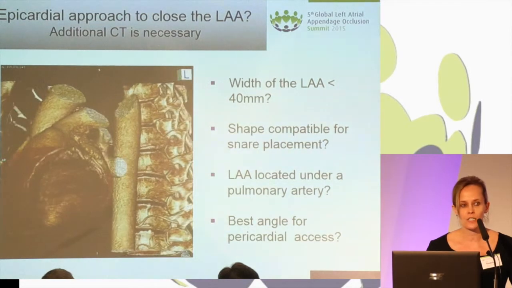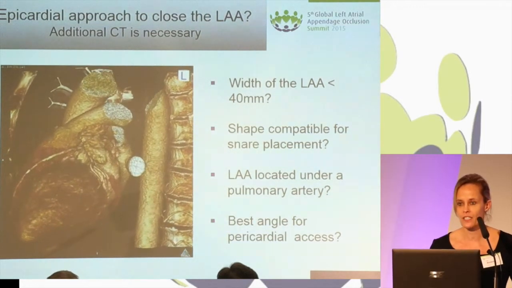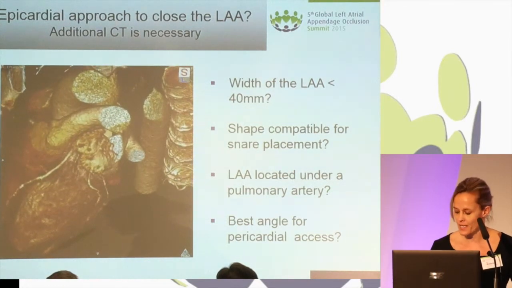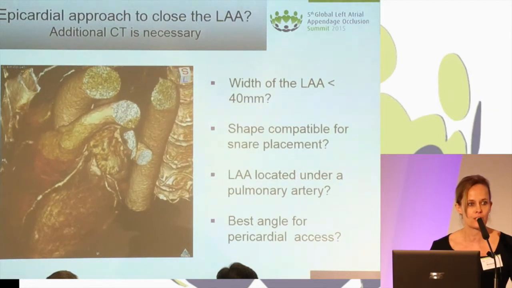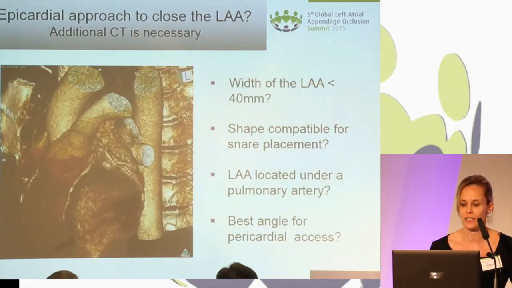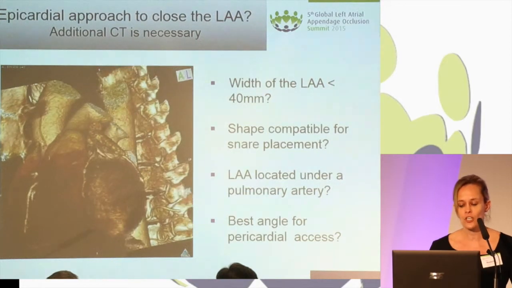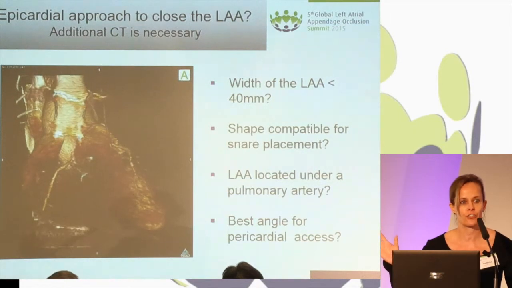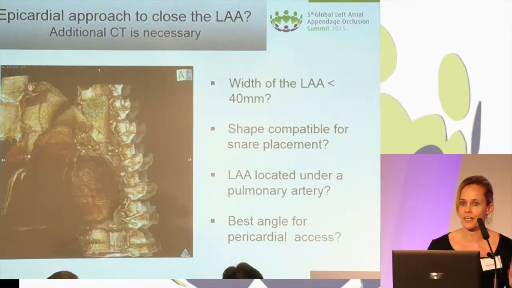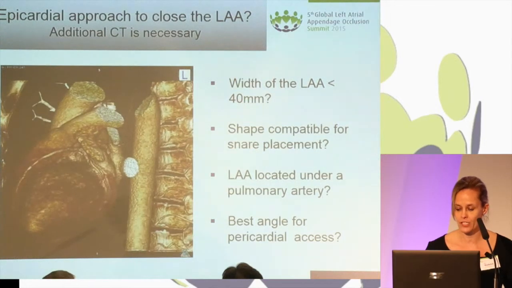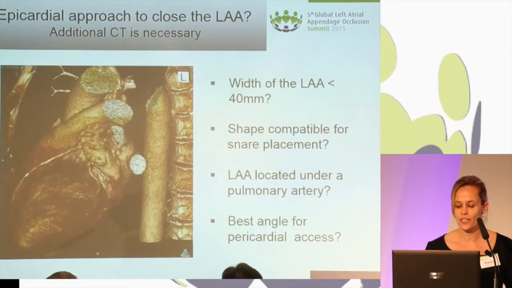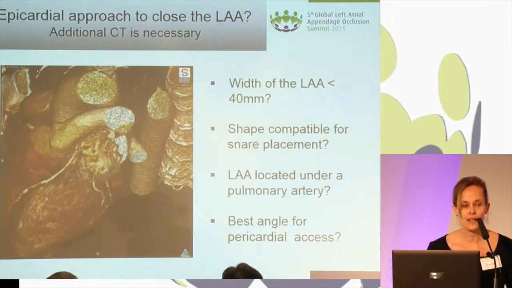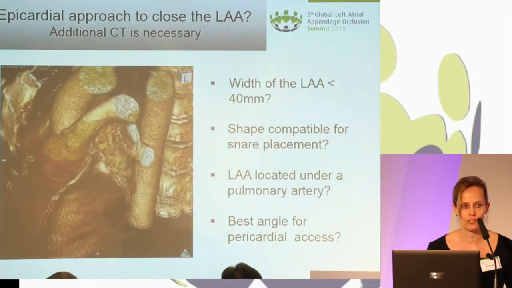We also use CT, especially if you do a LARIAT procedure, because if you do a suture ligation of the left atrial appendage, you have to come via the pericardial space. In this case, you have to look at the width of the left atrial appendage, which is assessed specifically with CT. You have to look if the shape is compatible for snare placement. If you have two lobes which are directing in different directions, it's not possible to place a snare around the left atrial appendage from the outside. You also have to check if the left atrial appendage is located under a pulmonary artery. This would be a contraindication. And you have to assess the best angle for your pericardial access.